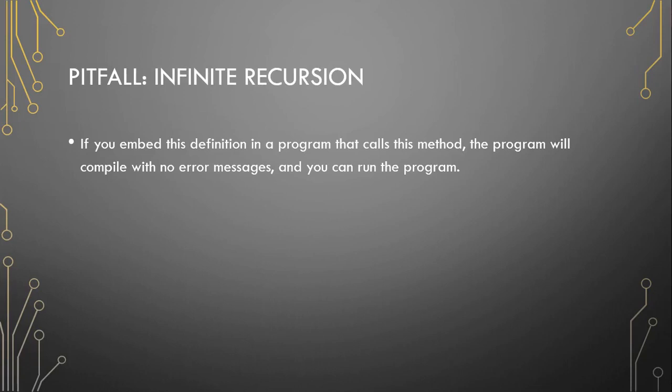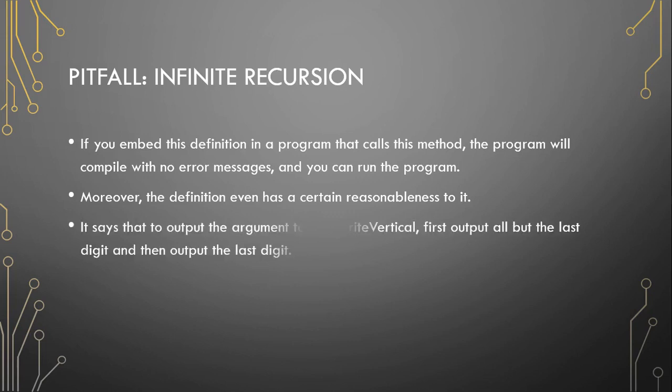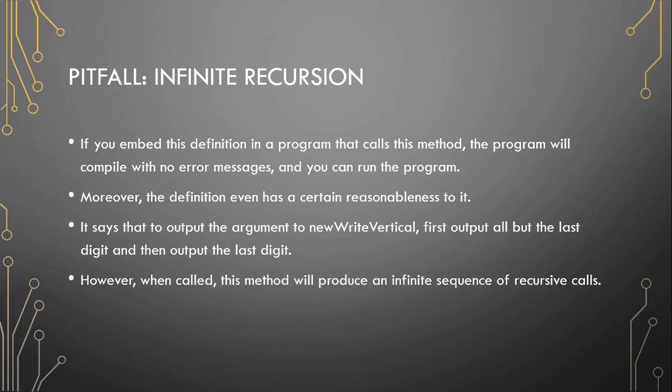Now, if you embed this definition in a program that calls this method, the program will compile with no error messages, and you can run the program. Moreover, the definition even has a certain reasonableness. So you look at the code, and everything so far looks like it could make sense. It says that to output the argument to newRightVertical, first output all but the last digit, and then output the last digit. However, when called, this method will produce an infinite sequence of recursive calls.